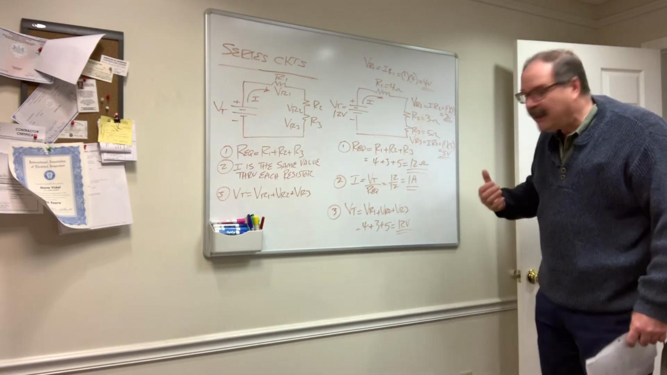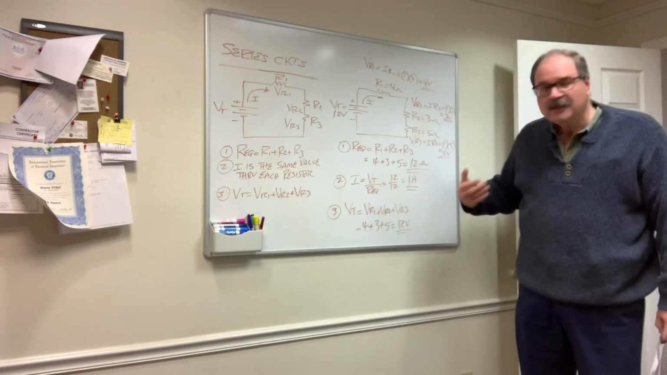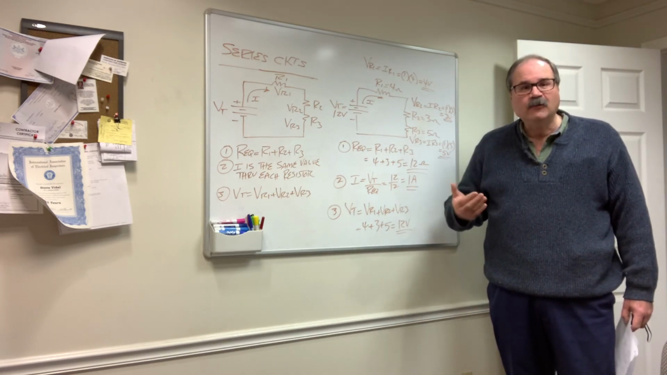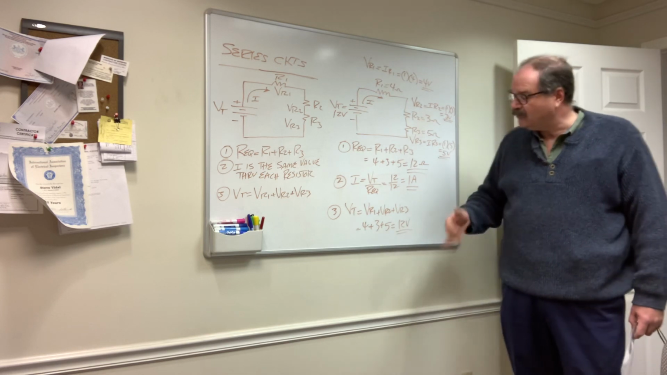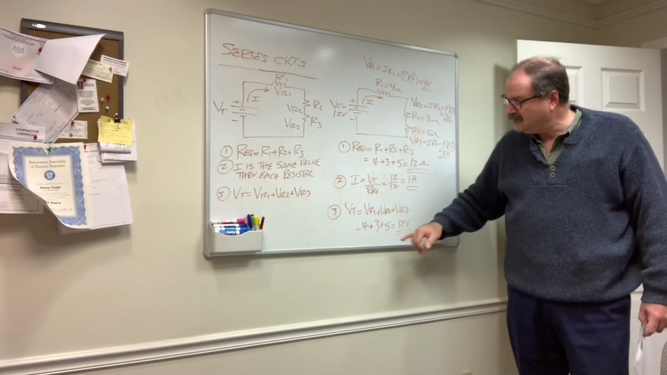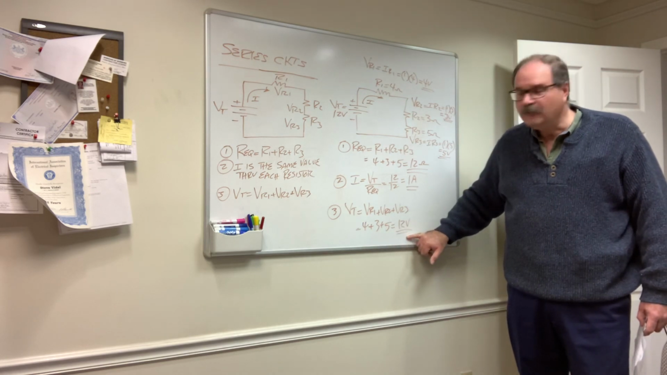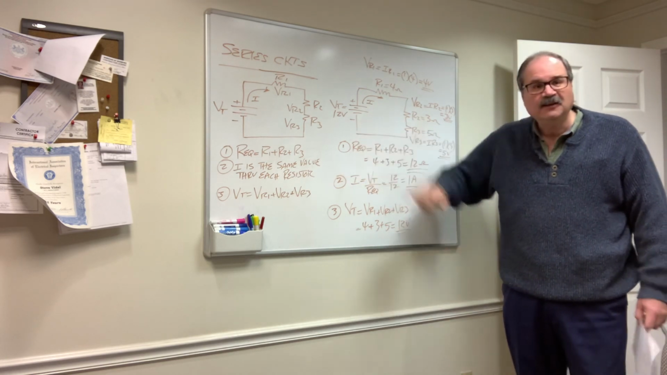So now we have to see if what we did is correct. The sum of the voltage drops in a series circuit has to equal the voltage rise or the battery voltage. So simply add all these together. 4 plus 3 plus 5 gives us 12 volts, and that indeed is the supply voltage.